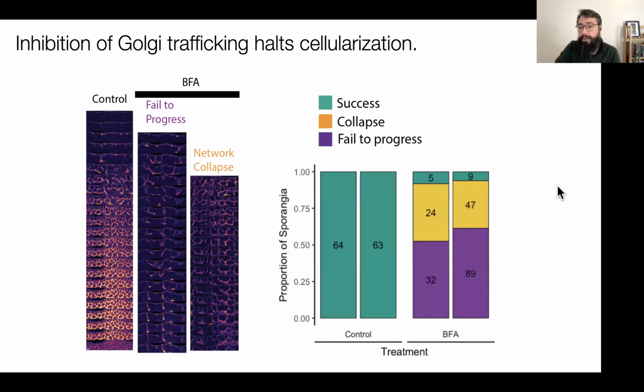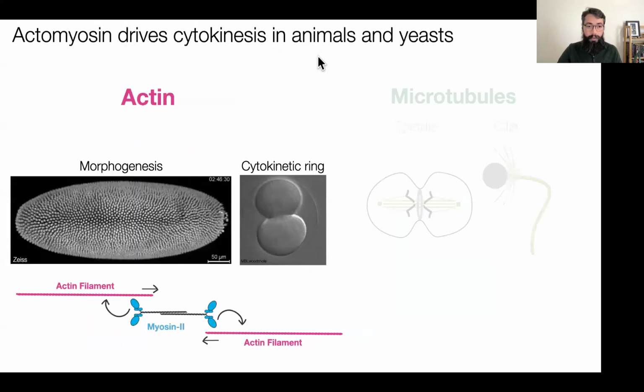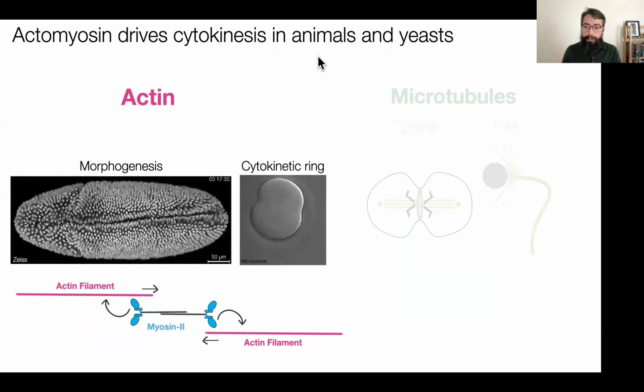And this is the quantification. Most of them, right after 40 minutes, pretty much they die. But they separated in these two main phenotypes. Either they collapse or they fail to progress, suggesting that most of the membrane of the cellularization comes from the Golgi, which is a conserved feature across eukaryotes. Now, we have membrane from the Golgi.